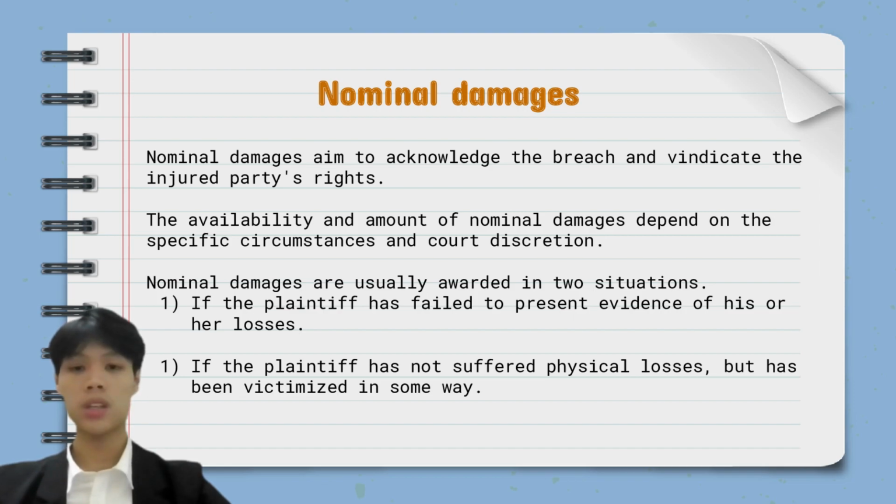Nominal damages are usually awarded in two situations. First, if the plaintiff has failed to present evidence of his or her loss, or if the plaintiff has not suffered physical loss but has been victimized in some way. The main reason behind nominal damages is merely to acknowledge that the plaintiff has proved his case and won.